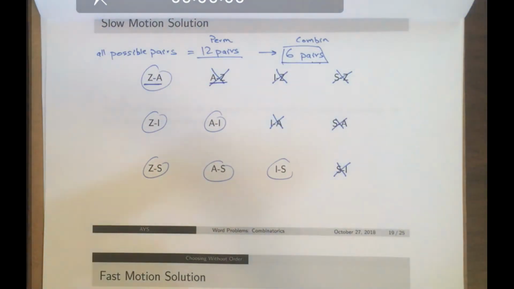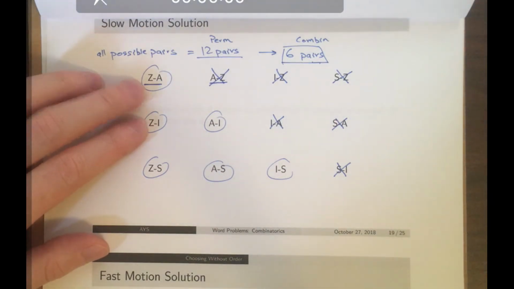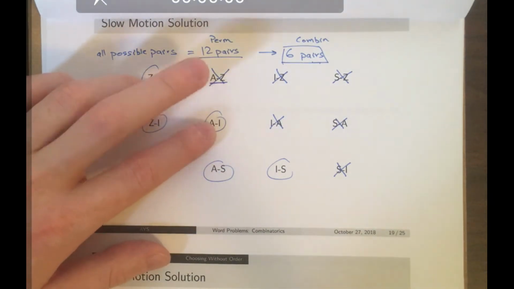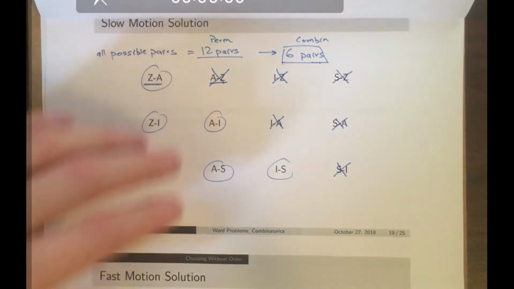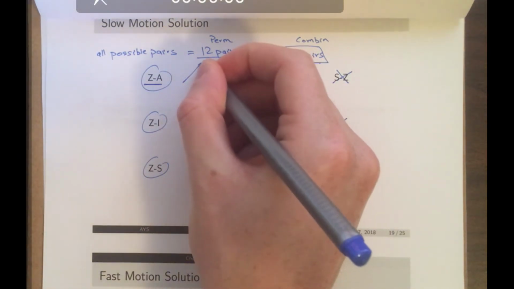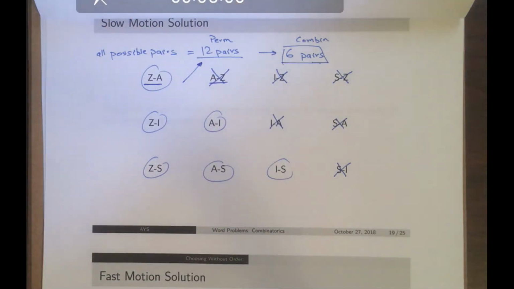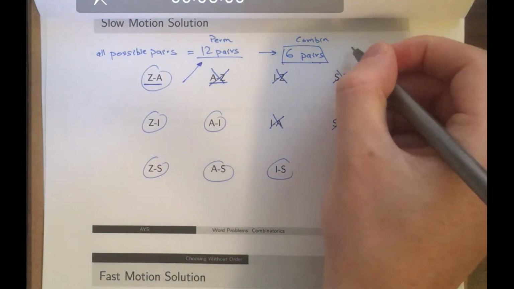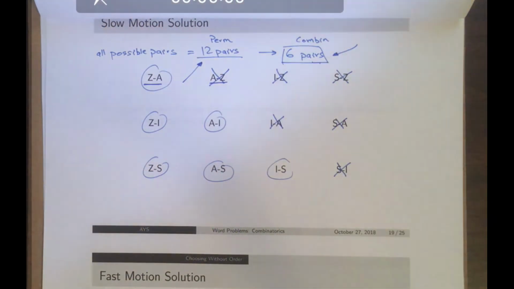Now if I said, I want to split everyone into groups of pairs, and I want one person to be the leader and one person to be the follower. Now order does matter, because Zaid Abdullah would be Zaid is the leader, Abdullah is the follower. Abdullah Zaid would be Abdullah is the leader and Zaid is the follower. Order would matter, and you would prefer this answer, 12. But because we're just switching quizzes, order doesn't matter, 6 pairs.